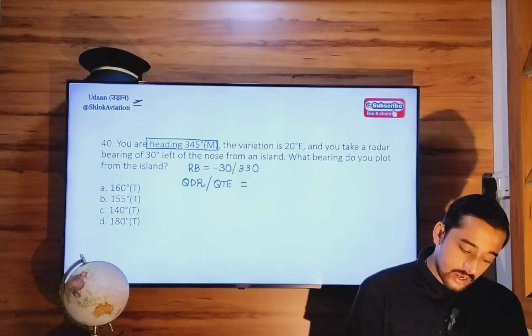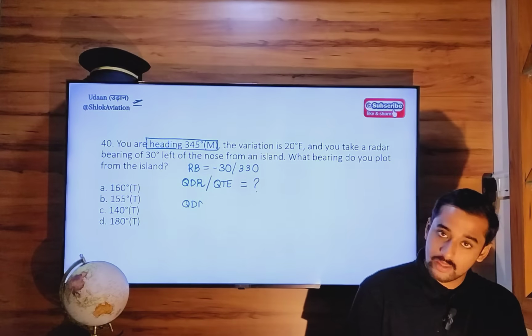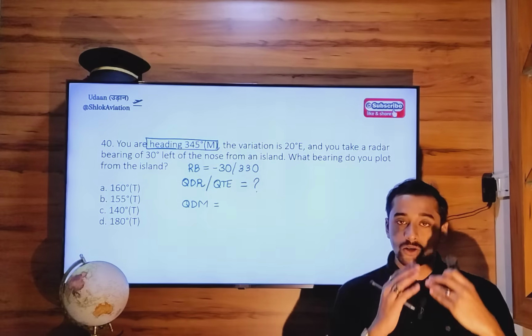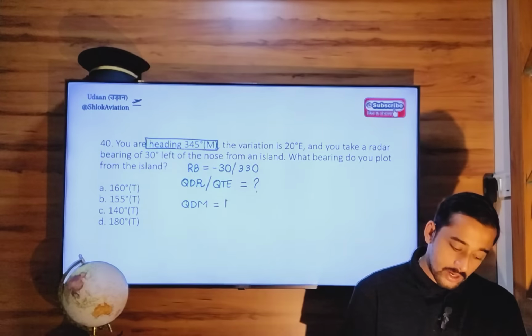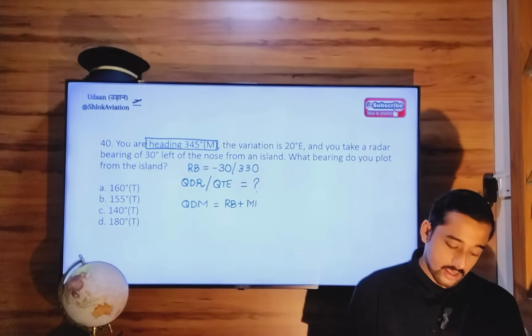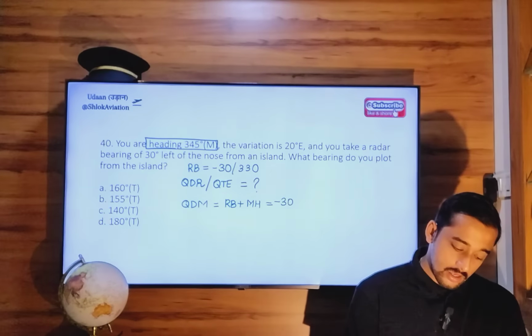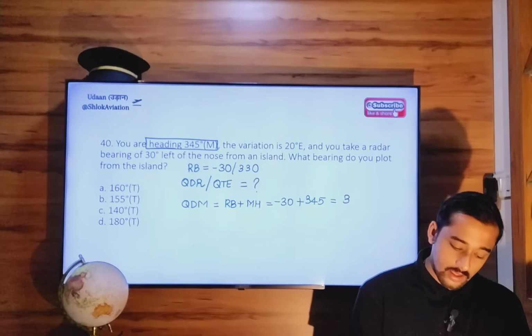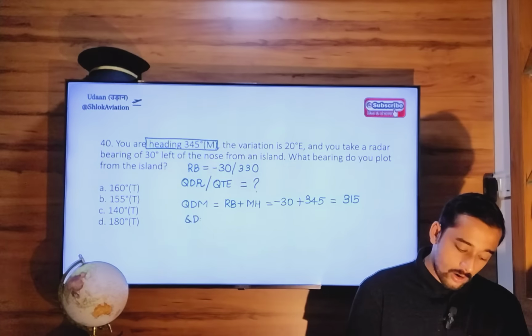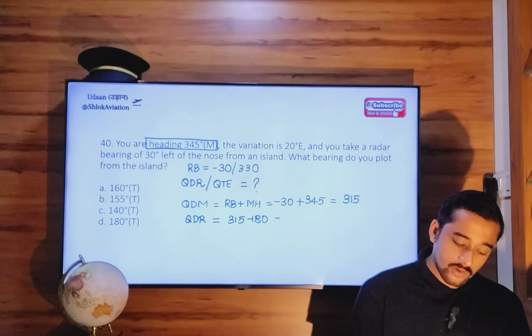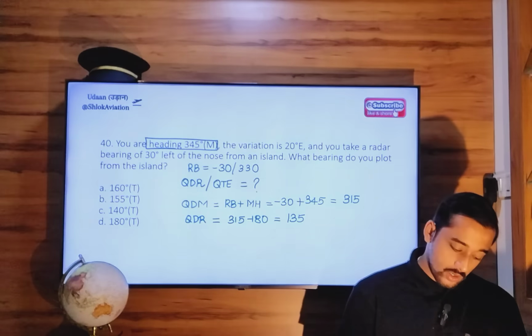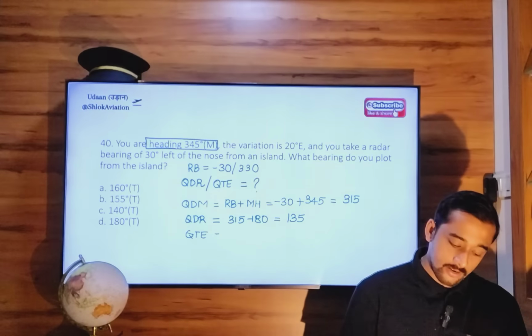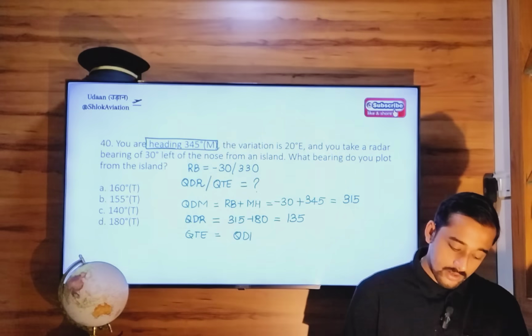Now to find QDR, we first have to find QDM, which is magnetic bearing from aircraft to that island. That is equal to relative bearing plus magnetic heading. Relative bearing is minus 30, magnetic heading is 345. So 345 minus 30 is 315. So QDR will be the reciprocal of QDM, which will be 135. So QTE, true bearing from the island, will be QDR, which is magnetic.